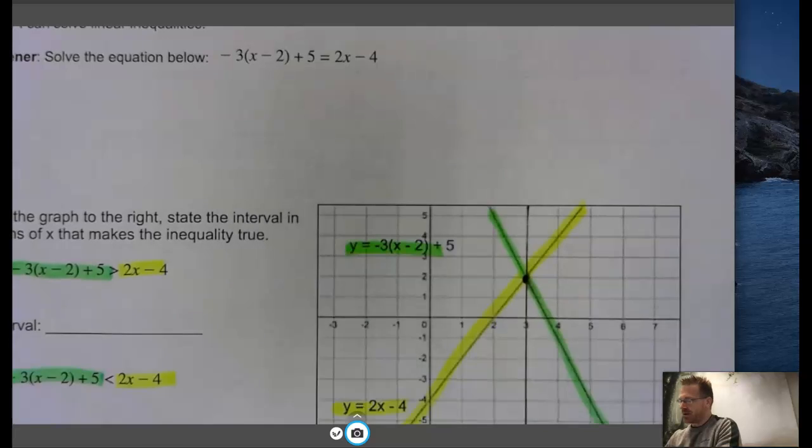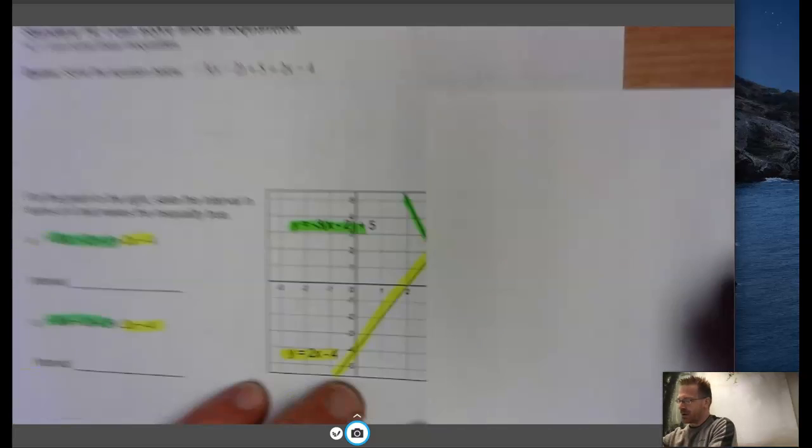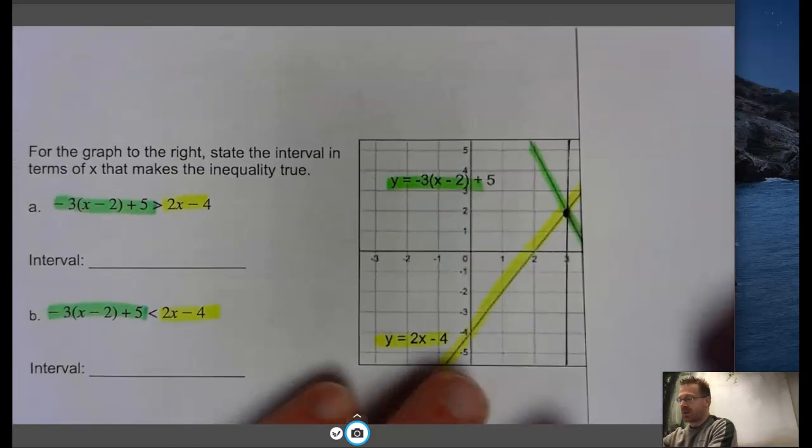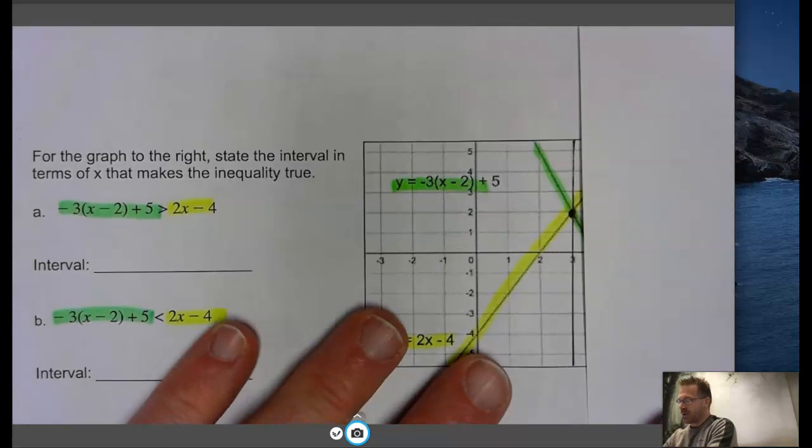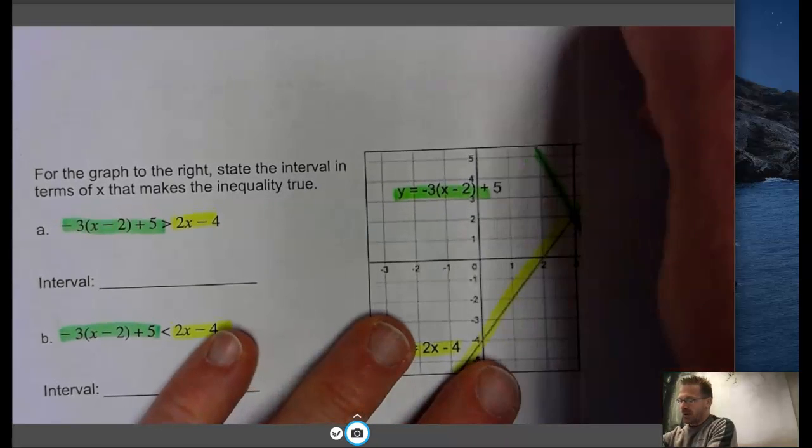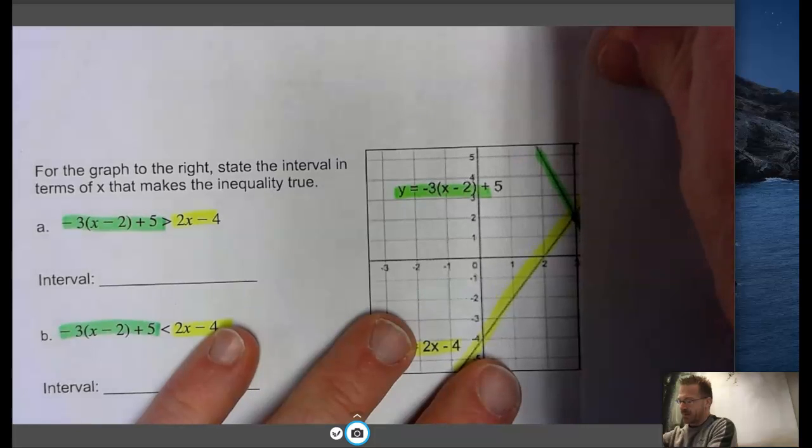Let's see if I can pull this over here and just kind of move it a little bit here so we can still see everything. All right. So I'm going to cover up the right side here and look at just the left side here.